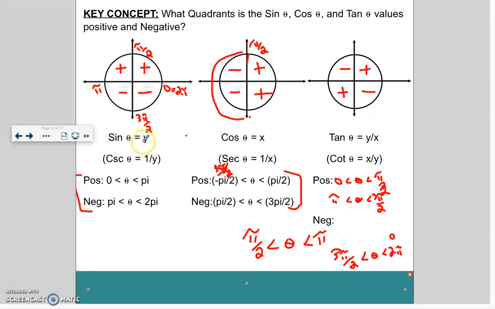Alright, so a little refresher: sine is y, cosine is x, and tangent is the relationship of those, the O divided by the A.